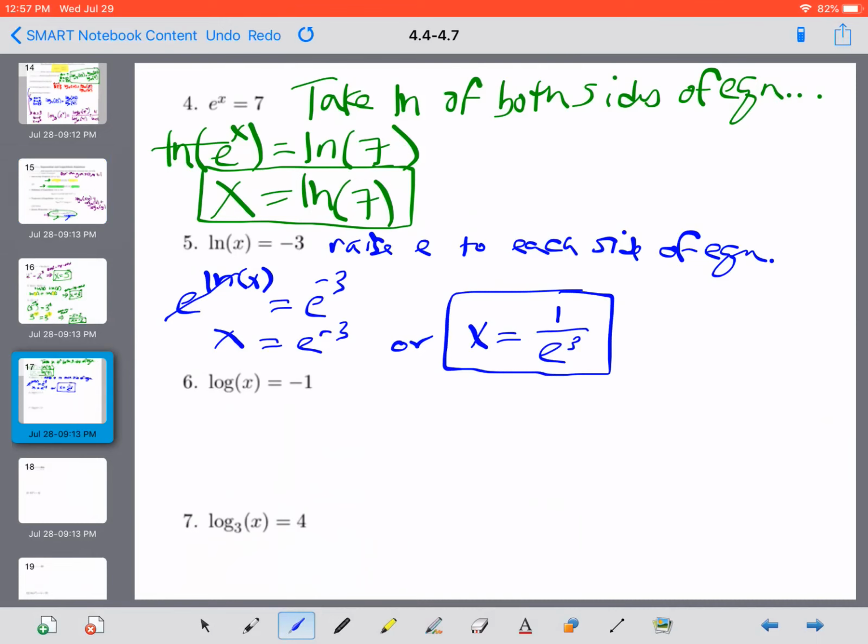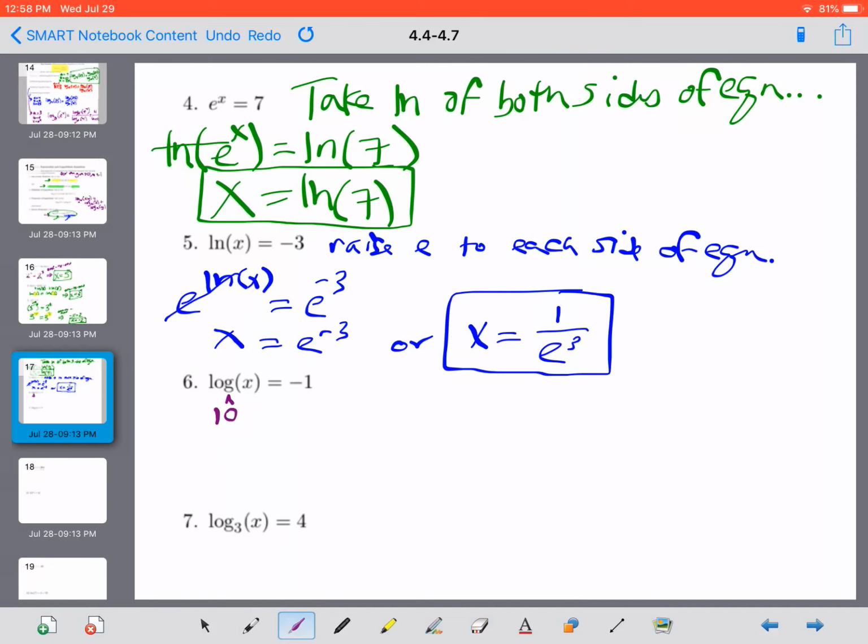All right, let's try this again. We have log of x is equal to negative 1. What is our base here? It just says log. So you have to remember back in the last video, or maybe even the one before, we'd said that if we don't see a base written, we can assume it's base 10. Okay, so this is log base 10 of x is equal to negative 1.